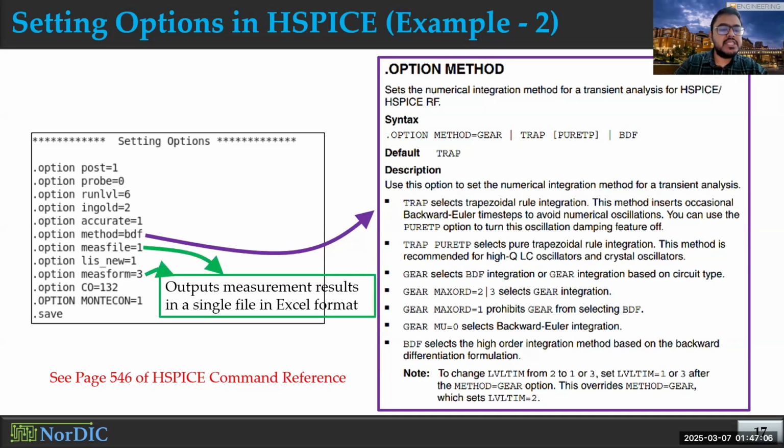Then we have this measfile and measform option. measfile equal 1 means all the measurement results will be printed in one single file. And measform equal 3 generates this measurement result file in Excel format. So these are the two options you can use to generate only one file with all the measurement results. If you want them in Excel format, to use with Microsoft Excel or any other plotting tools, you can use this measform equal 3 command.